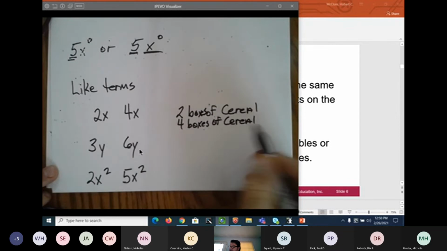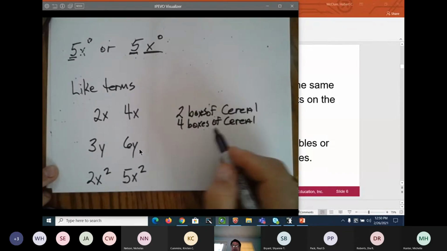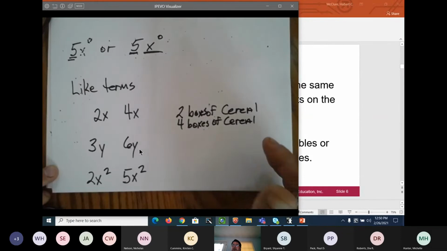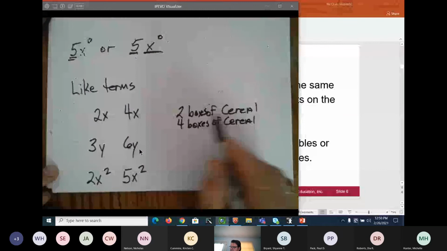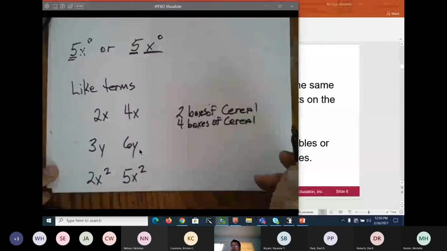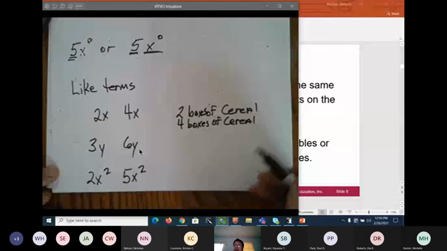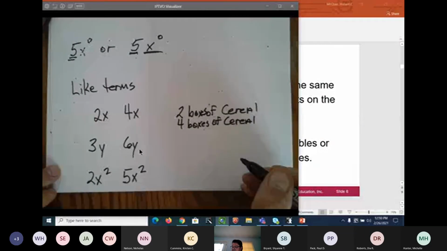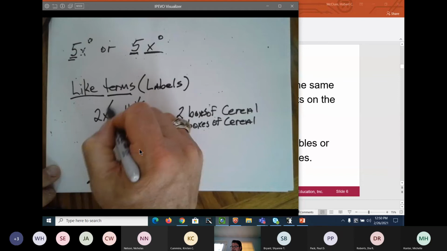Now, if I add or subtract 2 boxes of cereal and 4 boxes of cereal, am I going to get 3 cans of paint? No. If I add boxes of cereal and boxes of cereal, I'm going to get boxes of cereal. I'm not going to get cans of paint. So that's what like terms are. Like terms are like labels. This is a label, and that's a label.